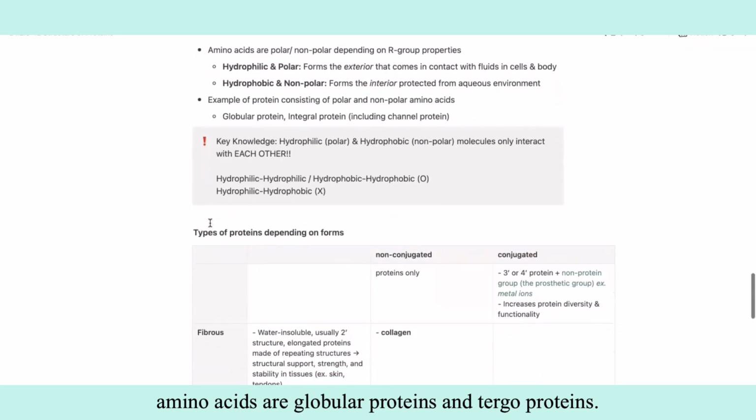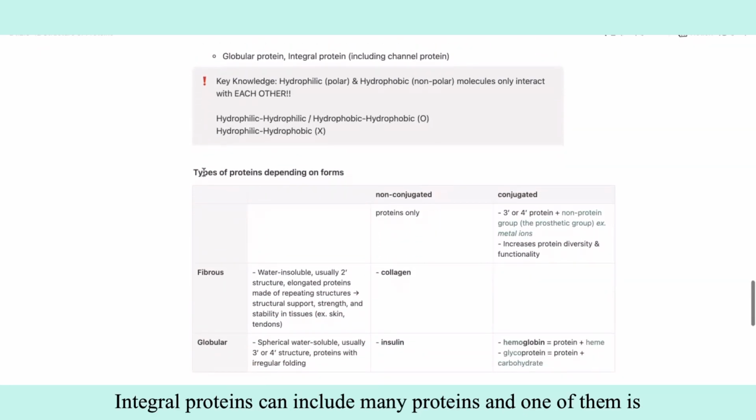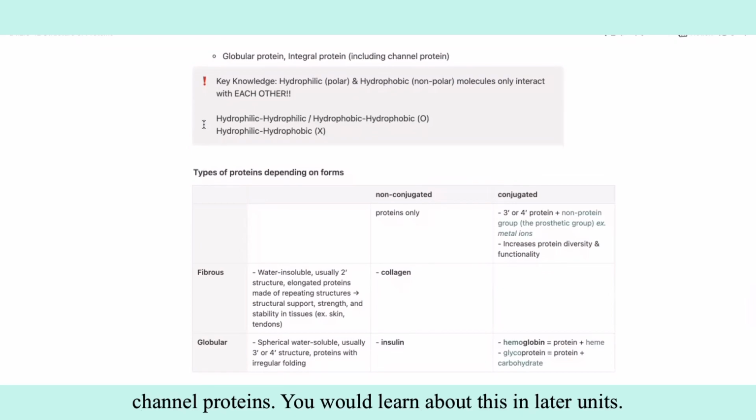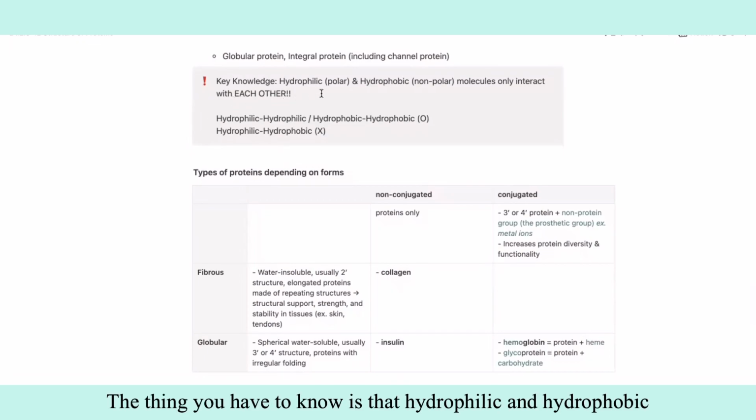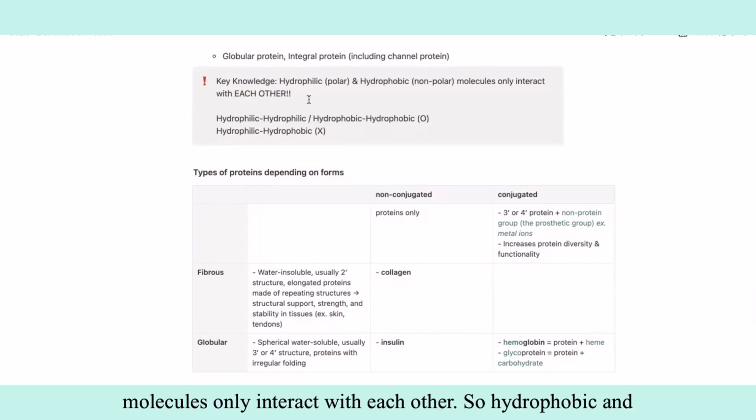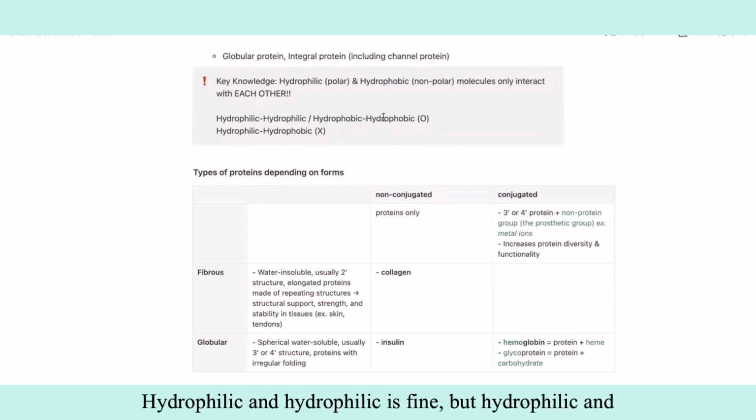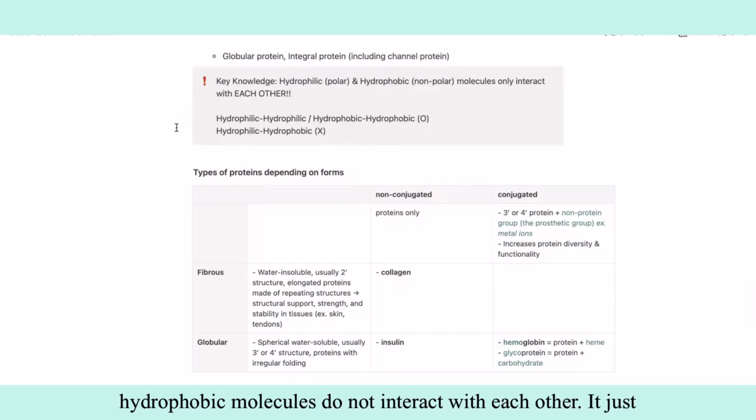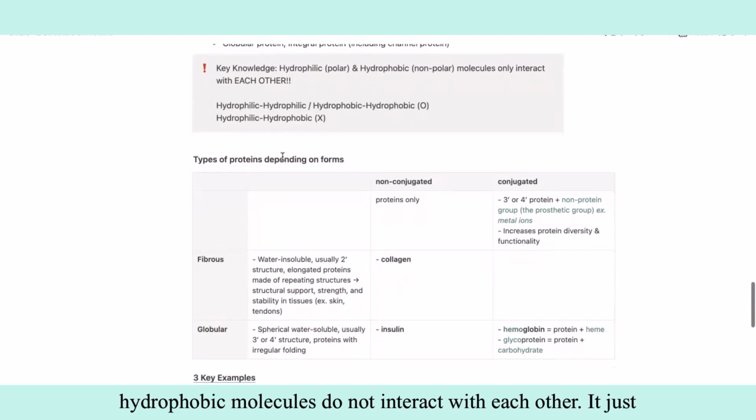proteins. Integral proteins can include many proteins, and one of them is channel proteins. You would learn about this in later units. The thing you have to know is that hydrophilic and hydrophobic molecules only interact with their own kind. So hydrophobic and hydrophobic is fine, hydrophilic and hydrophilic is fine, but hydrophilic and hydrophobic molecules do not interact with each other. It just doesn't work.